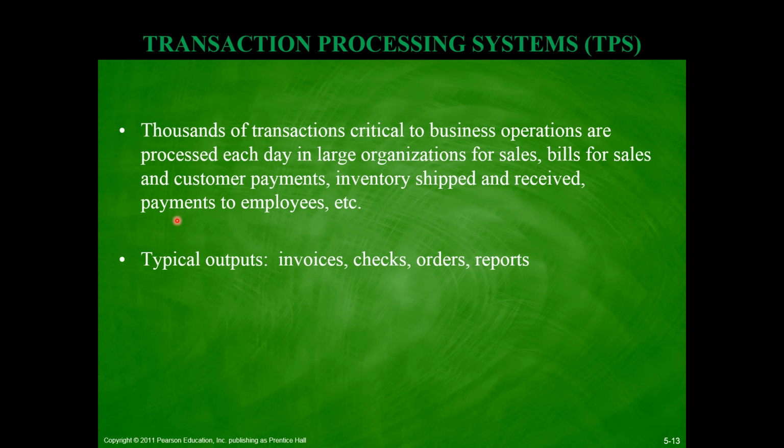Now, typical outputs of those transactions are low-level or simple reports involving invoices, checks, orders, or slightly more sophisticated reports. Let's say, weekly orders or summary of orders for a particular item. But typically, when we say transactional processing systems, or TPS, we are talking about systems that process routine, low-level transactions that are done at a high volume, and the kind of systems that generate only simple low-level reports based on those granular transactions.